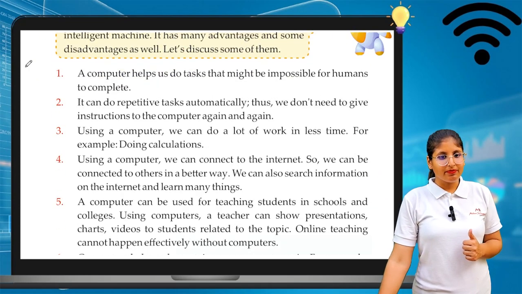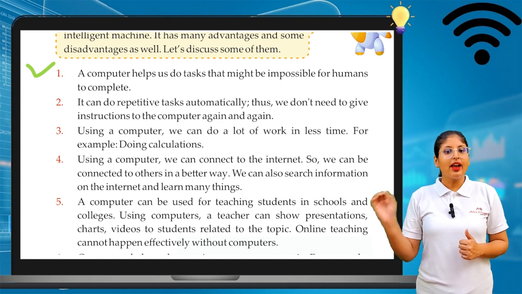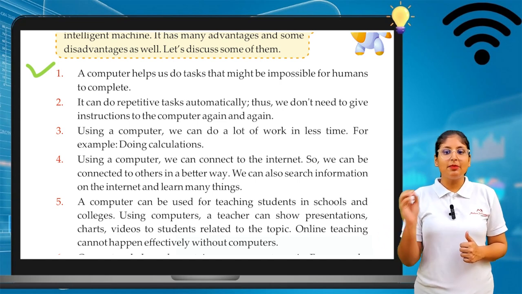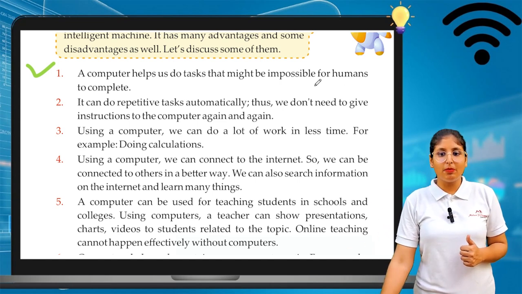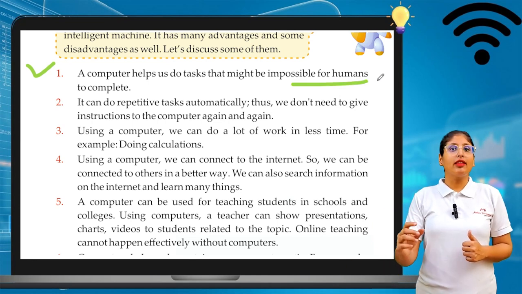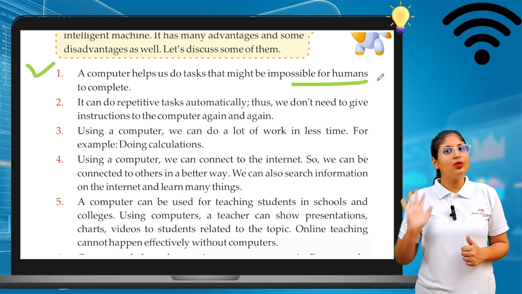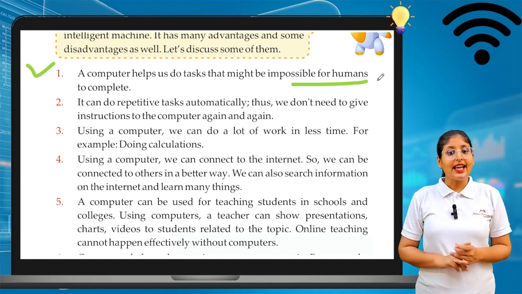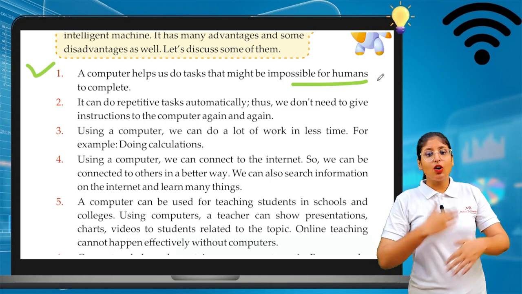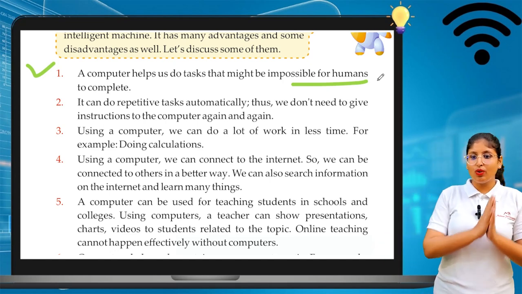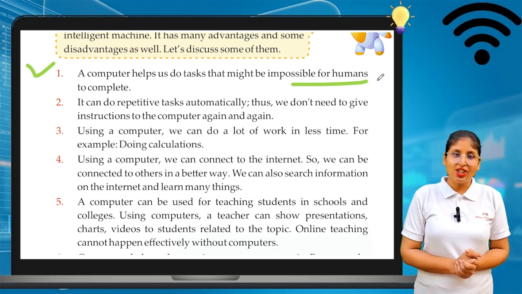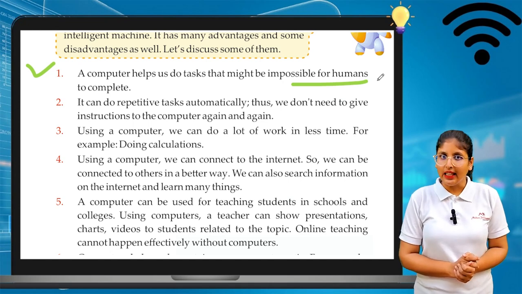First, a computer helps us to do tasks that might be impossible for humans to complete. This is the important thing. Human beings cannot complete some tasks, but a computer can do them. Second, it can do repetitive tasks automatically. Thus, we do not need to give instructions to the computer again and again.